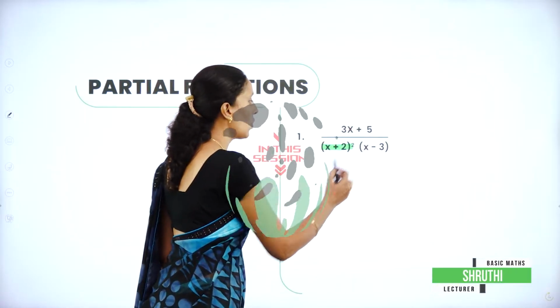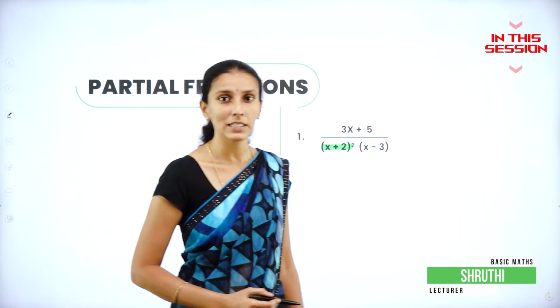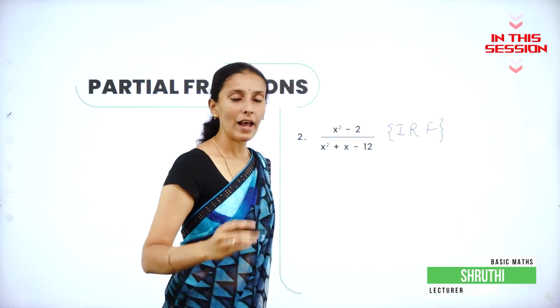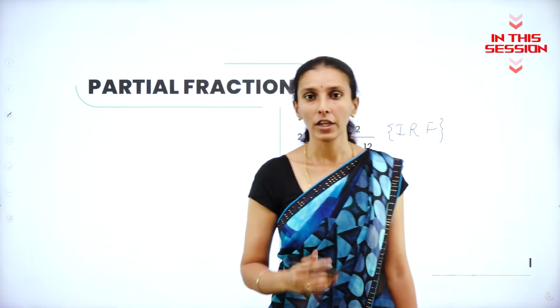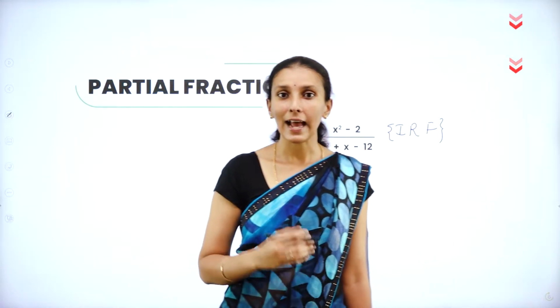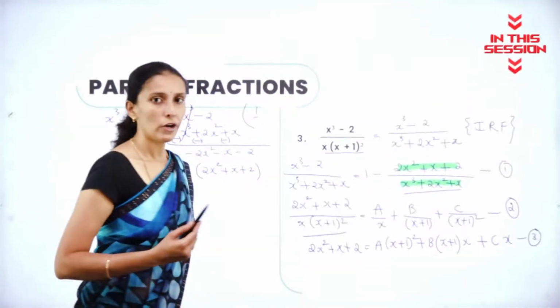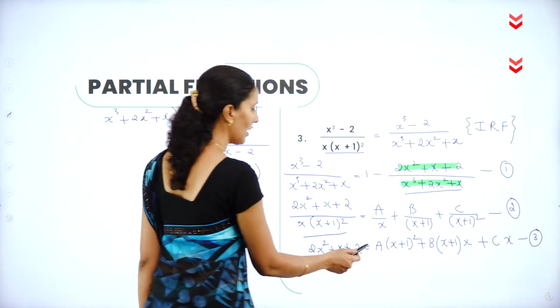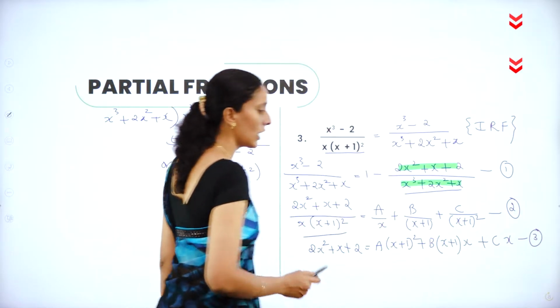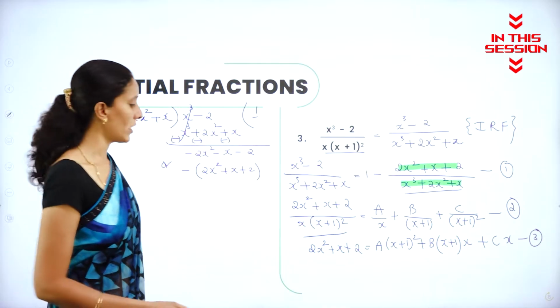Here, x plus 2 whole square is a repeated linear factor. So when you have an improper rational function, you have to write that as a sum of a polynomial and partial fractions. Now what am I supposed to do? I have to find the values of a, b, c by equating the linear factors to 0.